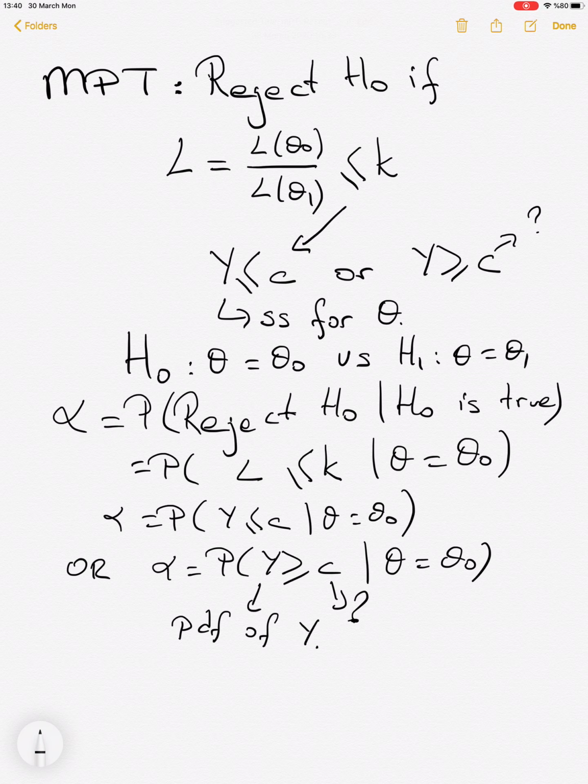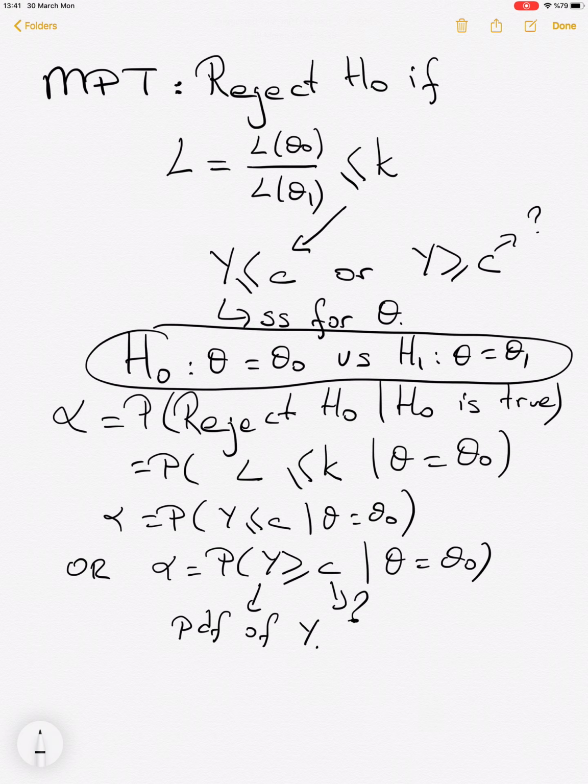and then using the distribution of Y, we find the value of C using the probability definition of type 1 error. Okay, so this was the testing procedure for the most powerful test, and after finding the value of C, we can write the most powerful test of size alpha easily.